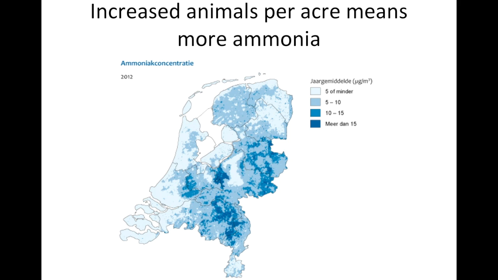when you increase the amount of animals, especially, for example, in North Brabant, where there are innumerably many pigs around, there are more pigs in North Brabant than there are people. So that gives you one idea.